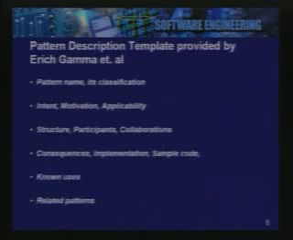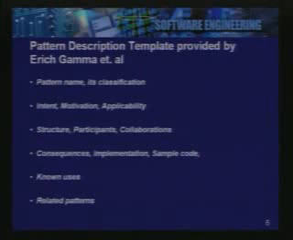So the specific template followed by Eric Gama and the team who wrote the famous book on design patterns is as follows. We first specify the name of the pattern. So every pattern is given a name. There are many patterns which are described by Eric Gama and other researchers. There are pattern descriptions given by many researchers. There are a few books available. I will be giving the references at the end of this lecture.